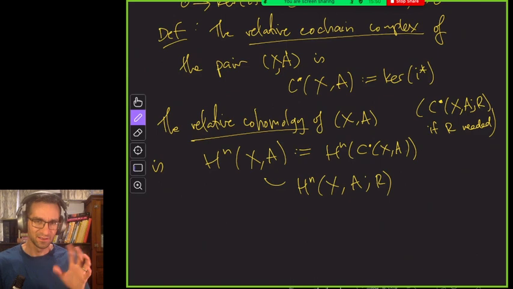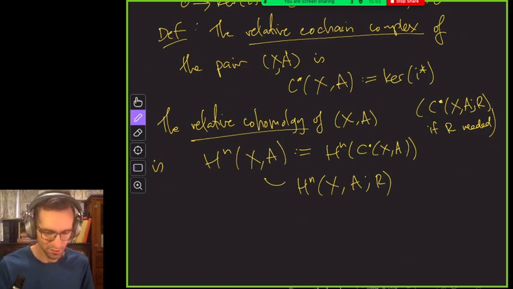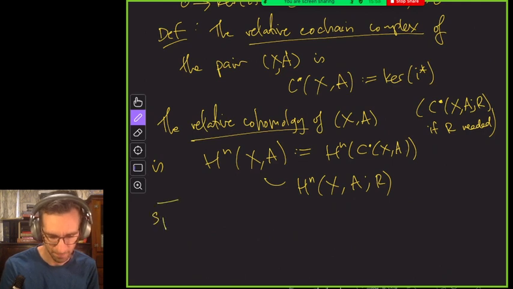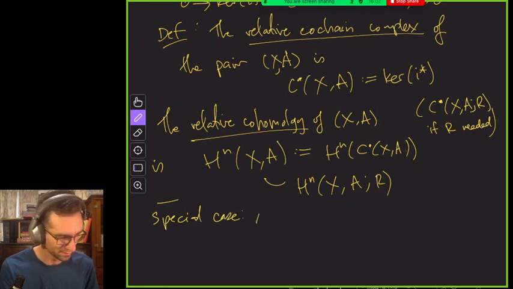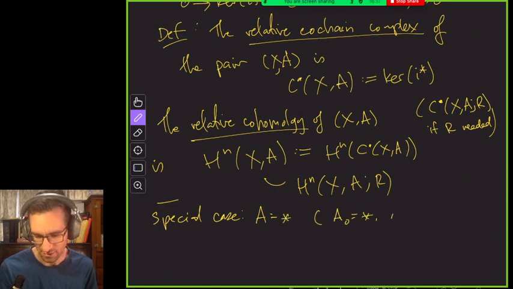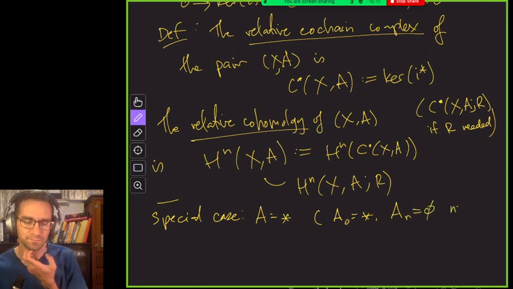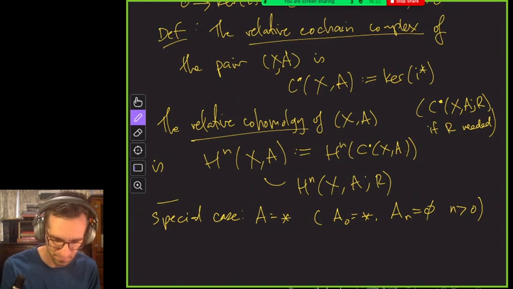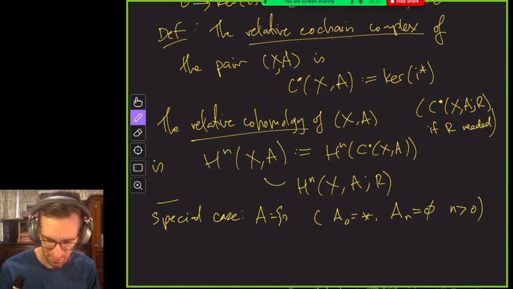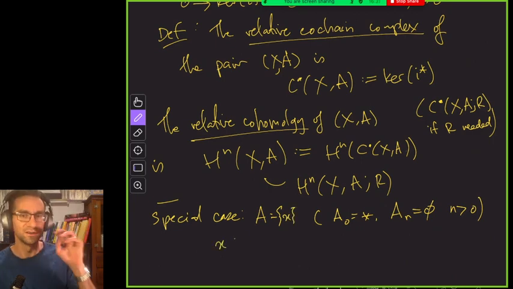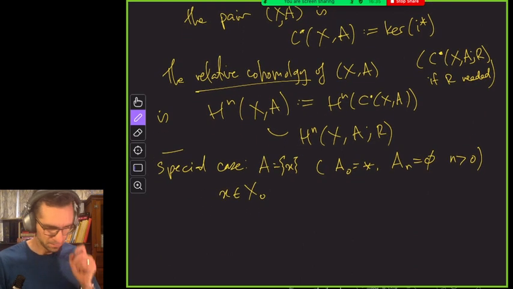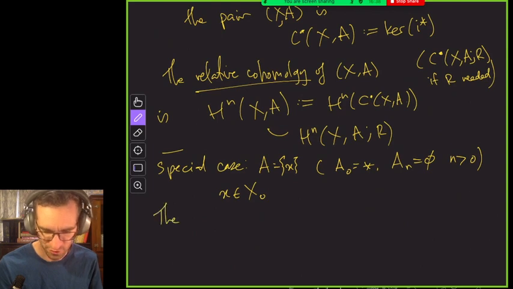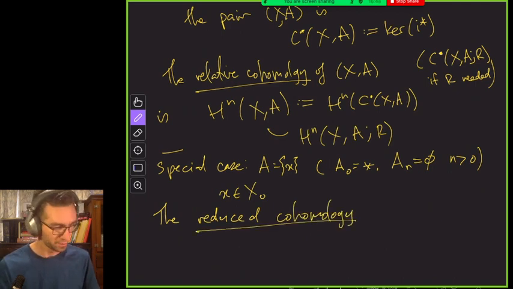We can define a special case of this, which bridges the gap in the intuition a little bit. So, special case. Let's take A equal to a point. So this is like A_0 equals something, and A_n is empty for positive n. And let's not call it star. Actually, let's call it x, where x is a specified zero simplex, a vertex if you like, of X. We're going to find the reduced cohomology.